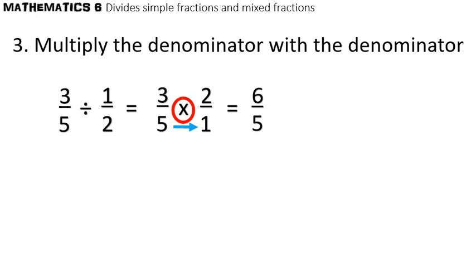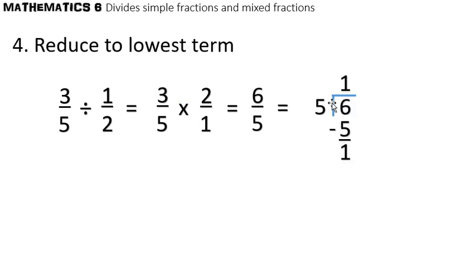Remember, tulad nga ng nabanggit natin, you always have to reduce to lowest term. So, paano ito? To reduce to lowest term ang improper fraction, we divide it. Ito, pakanan natin. Okay? Ilang 5 mayroon sa 6? 1. 1 times 5 is equals to 5. 6 minus 5 is equals to 1. So, magiging answer natin ay 1 and 1/5.